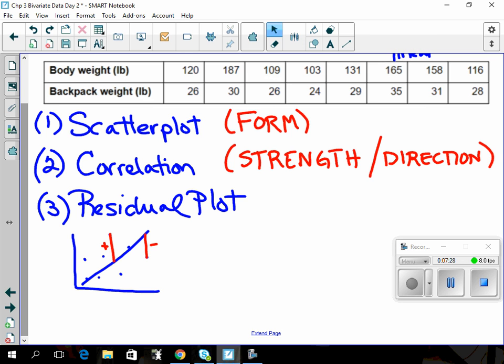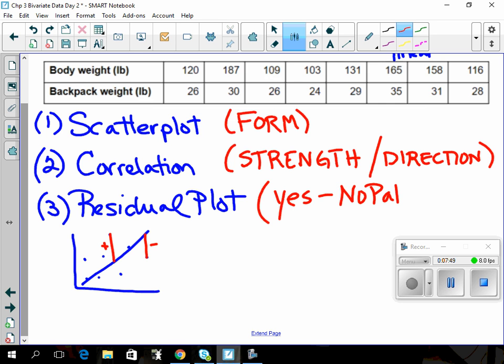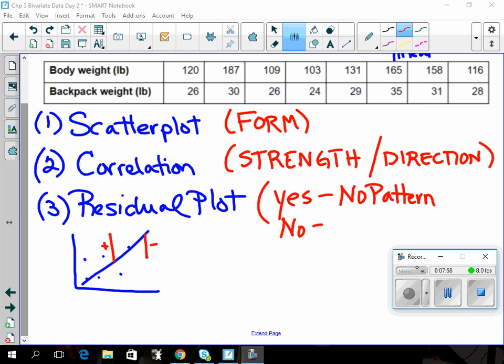But what are we looking for in a residual plot? In order for us to say yes, the data is linear, what should the residual plot look like? It should look random, with no pattern at all. And if the answer is no, the data is not linear, that means that there is a pattern in the residuals.